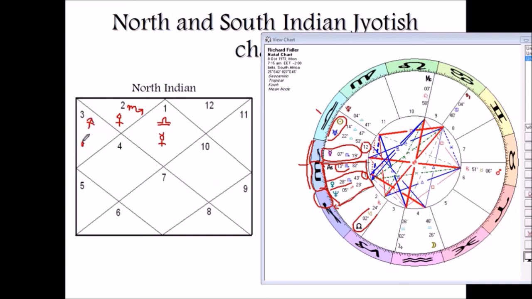And therefore, the node is in the third house of the Vedic chart and not the second house. By the way, the south node is always directly opposite the north node. And its symbol is also an inversion of the north node symbol.